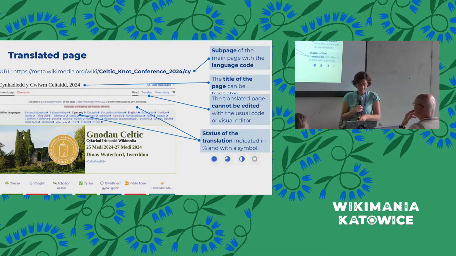And then you will see the translated page, which looks a little bit different. It has the same structure, but it's in a different language. In that case, I took the example of Welsh. So the URL is going to be a little bit different. It will be the same link, but with a slash and then the language code. And then the rest of the content can be translated. So the title of the page can be different. The content, of course, is going to be different.